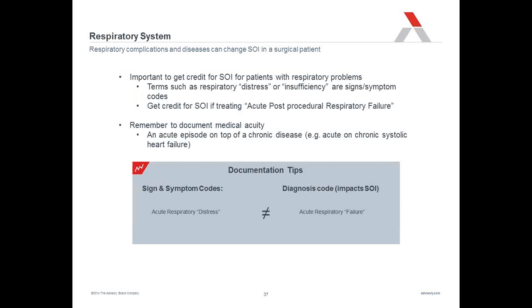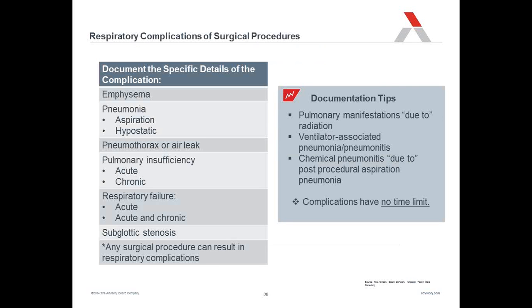Within the respiratory system, it's a very important concept to remember that documenting acute respiratory distress is not the same as documenting acute respiratory failure. It's important to get credit for severity of illness and risk of mortality in patients with respiratory problems. So make sure that if acute respiratory failure is present on your clinical judgment or your consultant's clinical judgment, it is clearly indicated. And if it's an acute episode on top of a chronic disease process, make sure that that is indicated as well. Here are some respiratory complications of surgical procedures.